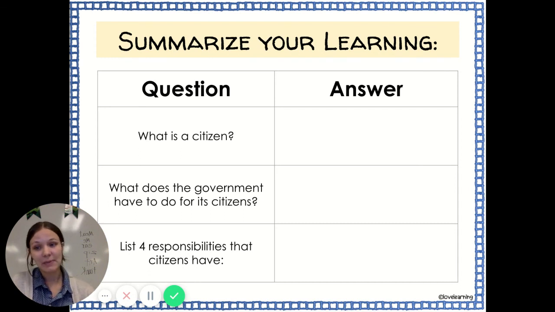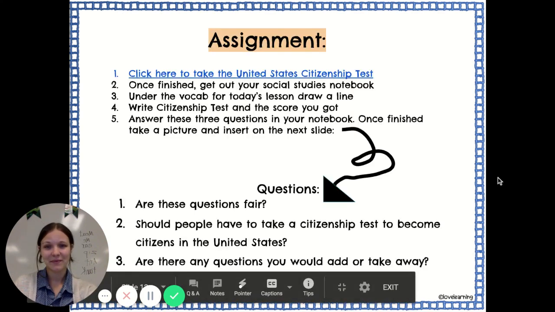Again, we talked a lot about how the relationship between a citizen and its government is like a give and take. So what does the government give to its citizens? And then lastly, list 4 responsibilities that the citizens have. Our last few slides talked about a lot of our civic responsibilities. You can write any 4 of those down. Perfect. Now, let me explain our assignment.